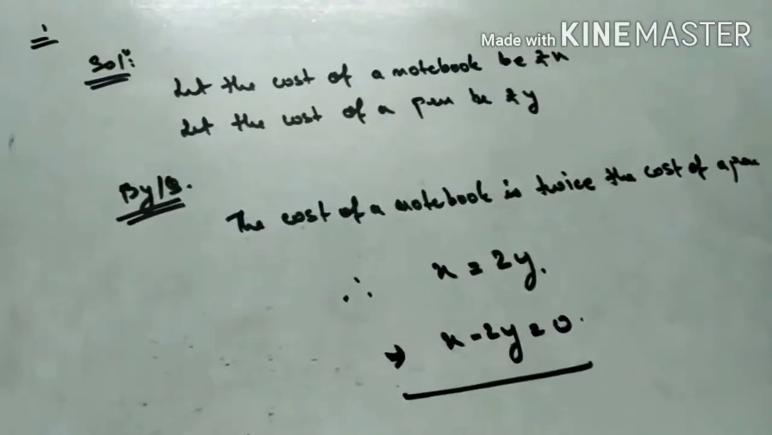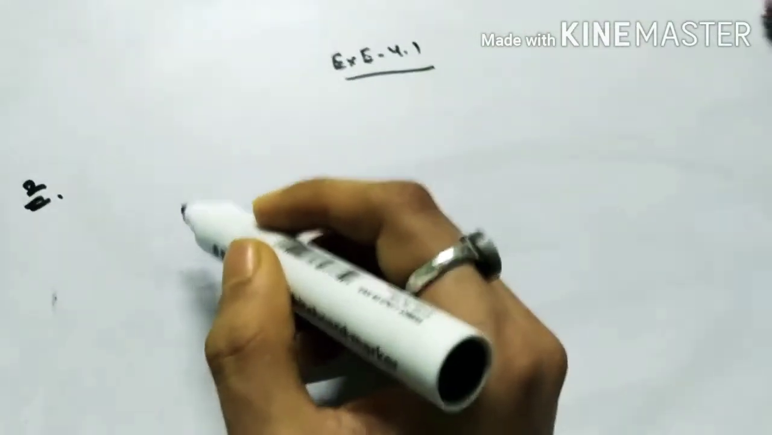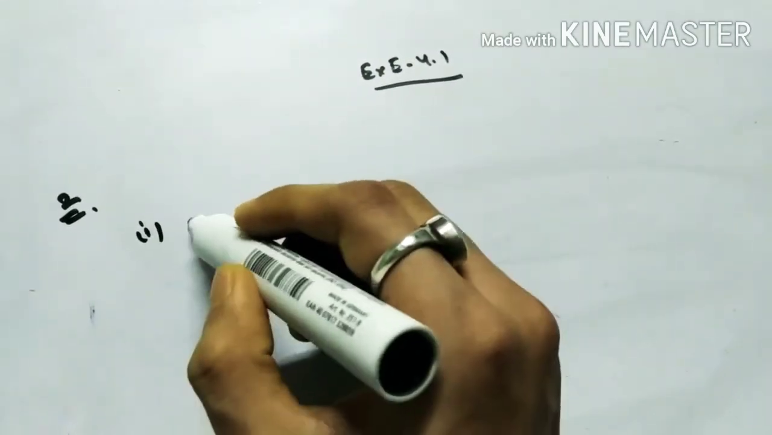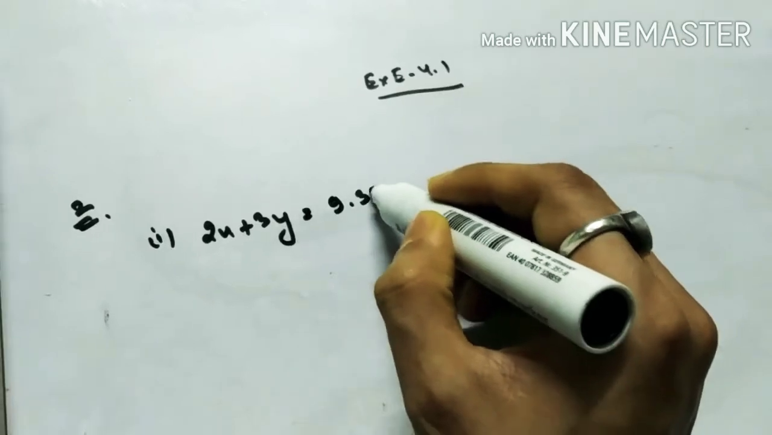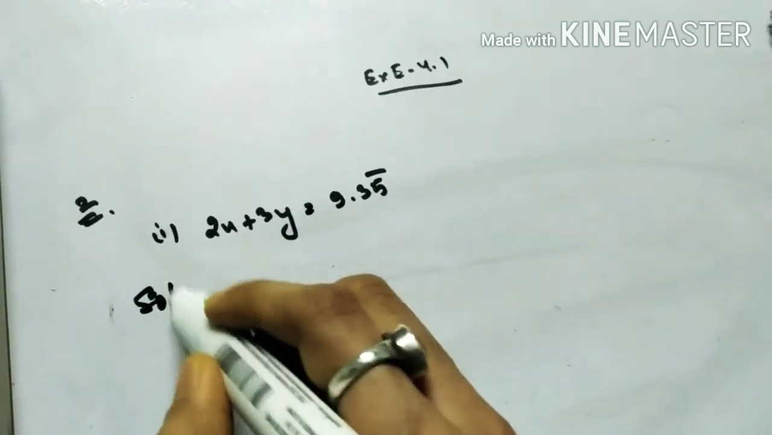Understand? Next, question number 2. Express the following linear equation in the form ax plus by plus c is equal to 0 and indicate the values of a, b and c in each case. This is our equation given: 2x plus 3y is equal to 9.35 bar.